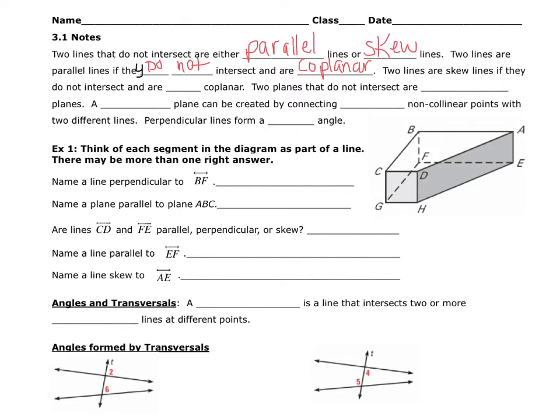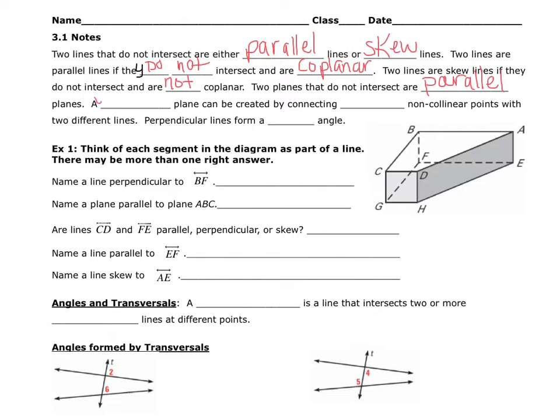We refer to lines as being skew lines if they do not intersect and are not coplanar. And I'll show you an example of those in just a second down here on the diagram. So two planes that do not intersect are parallel planes. So just like we have parallel lines, we can also have parallel planes.